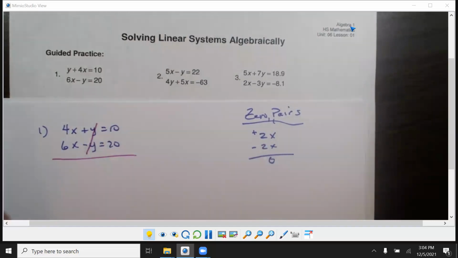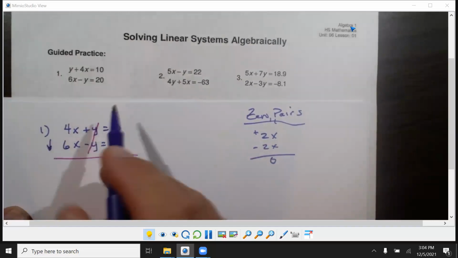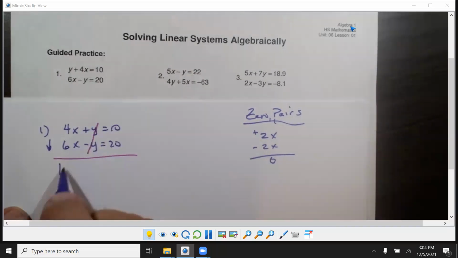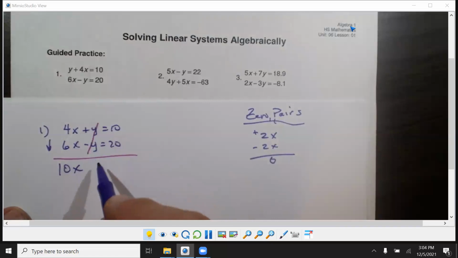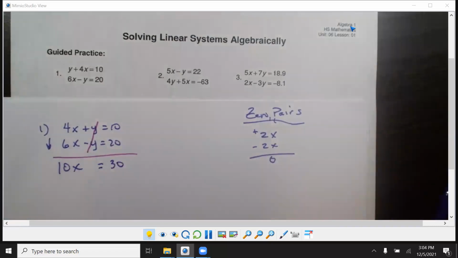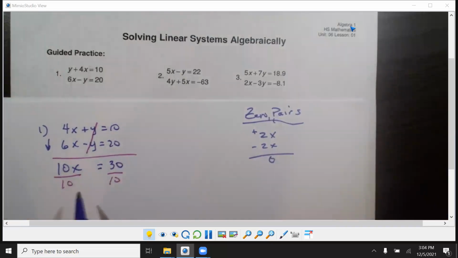And then we're just going to add straight down, or actually look at their signs. So there's a positive, and that's a positive, so that's 10x. That cancels out. Bring down our equal sign. 10 plus 20 is 30. We're going to divide both sides by 10 to find out what x is going to be. And you can actually figure it in your head. What do I multiply to 10 to get 30? You should say 3. So x equals 3.